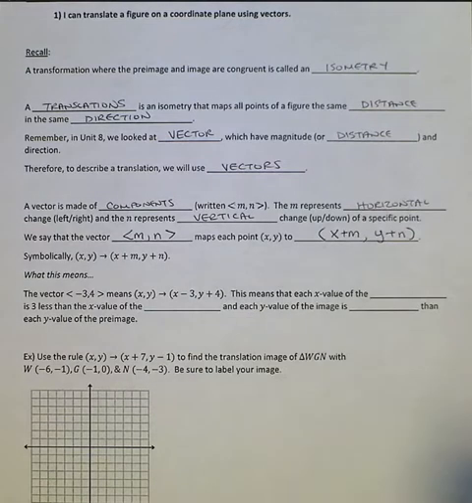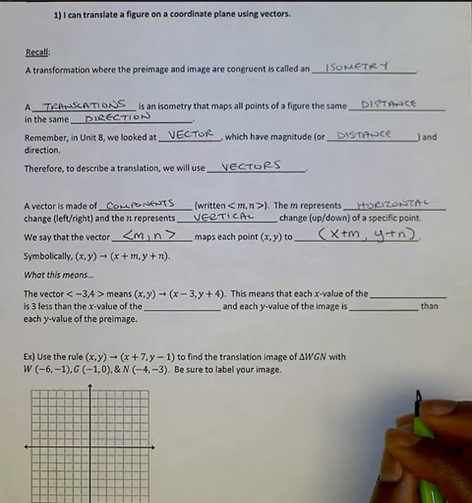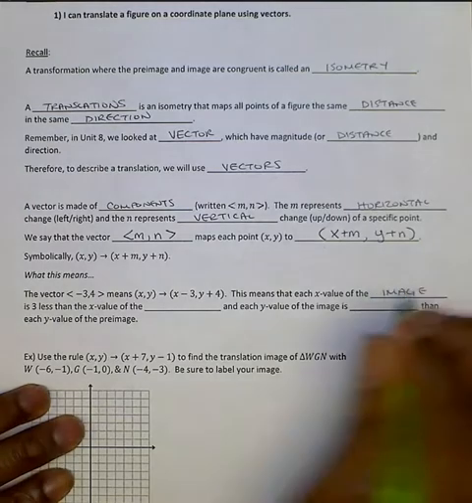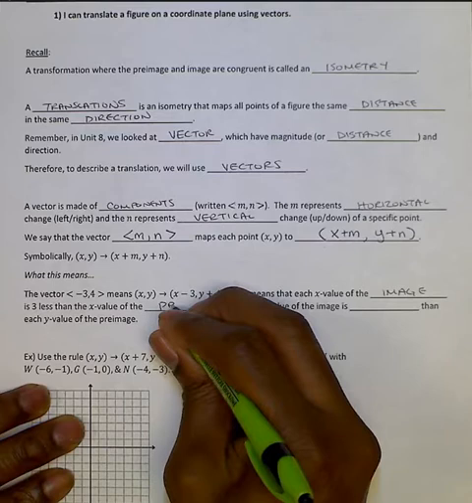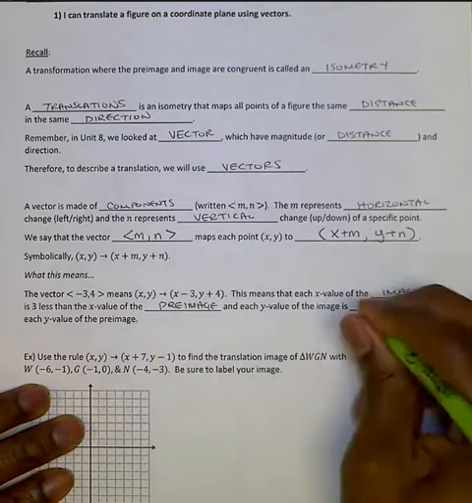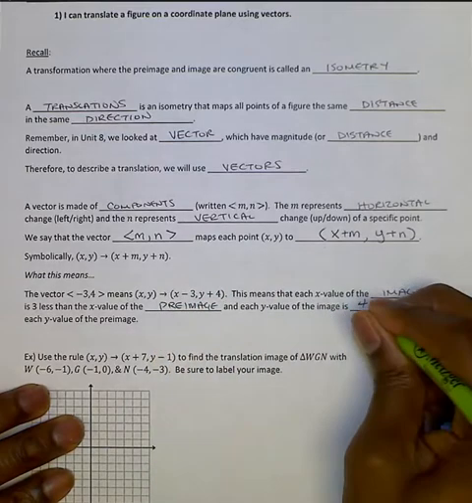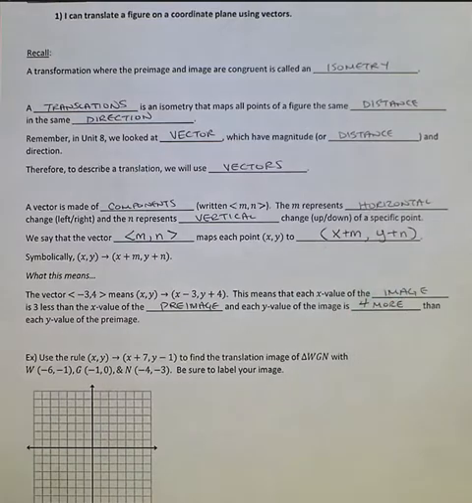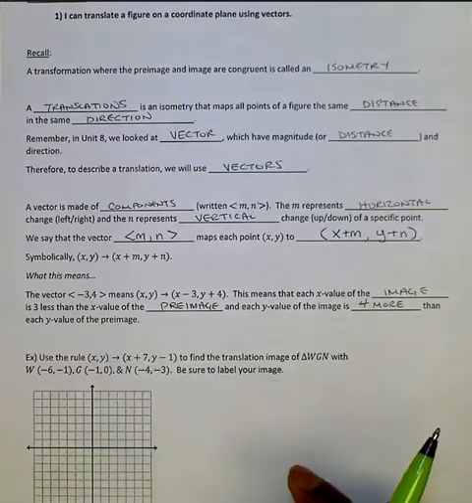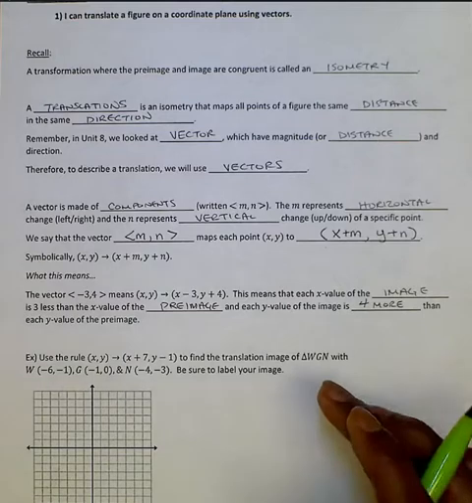That means that each x value of the image is 3 less than the pre-image. And each y value is 4 more than each of the y values of the pre-image. Okay, so let's use this rule. (x, y) translates to (x + 7, y - 1) to find the translation of triangle WGN.